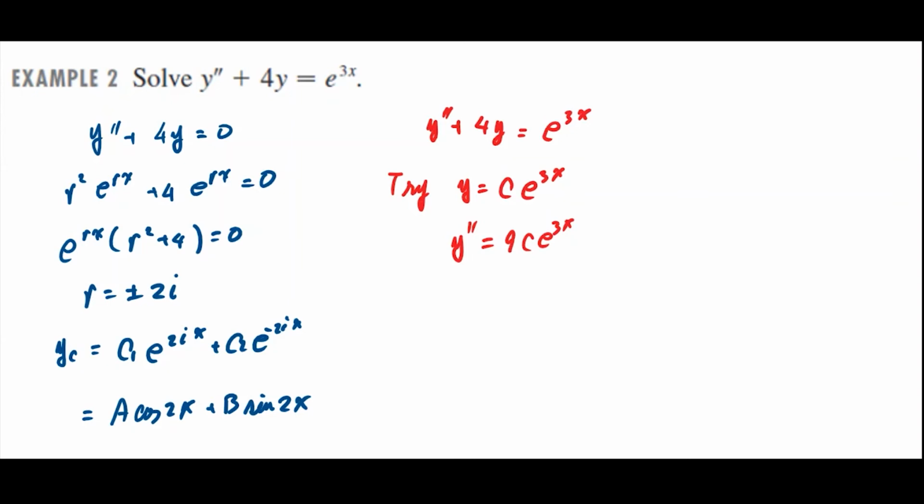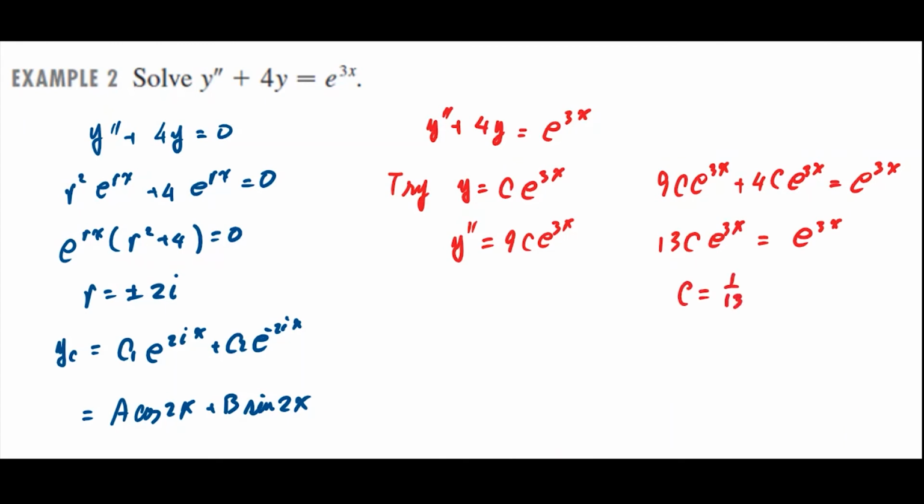Now I will plug these two into my differential equation, and let's see what that gives us. So y double prime is 9c e to the 3x plus 4y, y is c times e to the 3x. And that needs to be e to the 3x. You with me? So that tells you, combine like terms, 13c e to the 3x is equal to e to the 3x. So that tells you c is equal to 1/13. Good. So our particular solution is 1/13 e to the 3x.